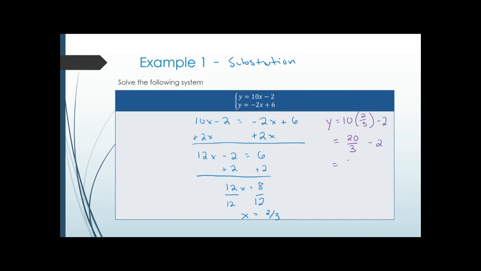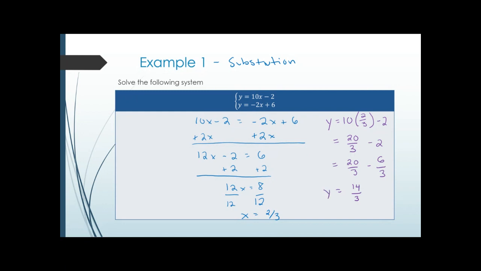I need to get a common denominator, so I have 20/3, and that would be 2 over 1, and I have to multiply it by 3. So that'd be 6 over 3. And then when I subtract, 20 minus 6 is 14, so I get 14 over 3. So now that's my y value.